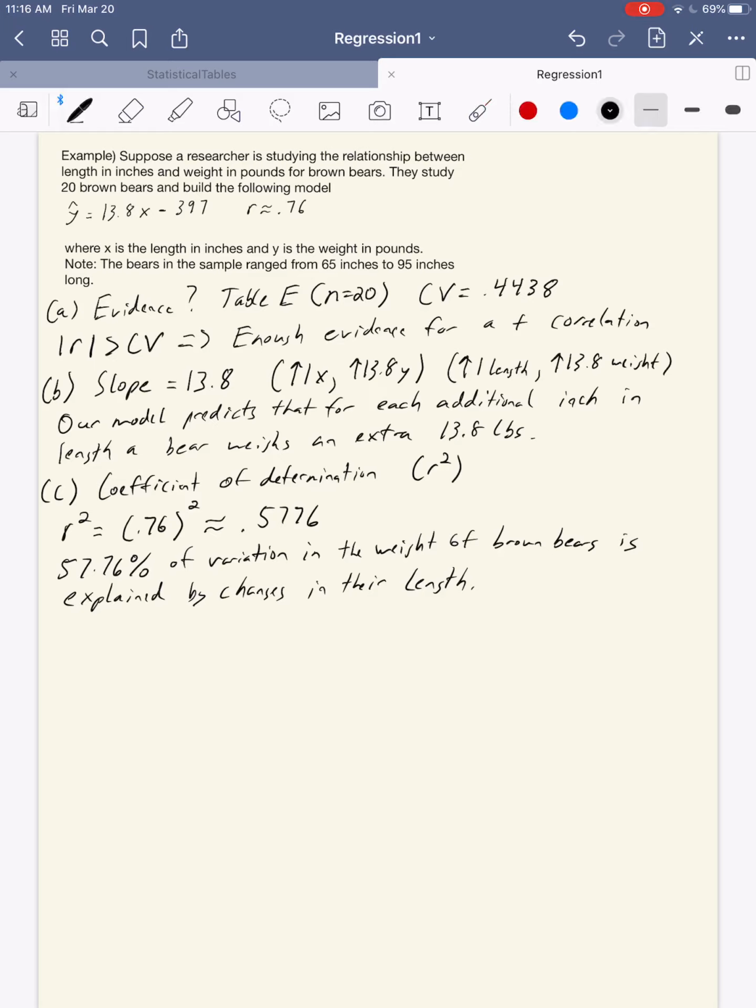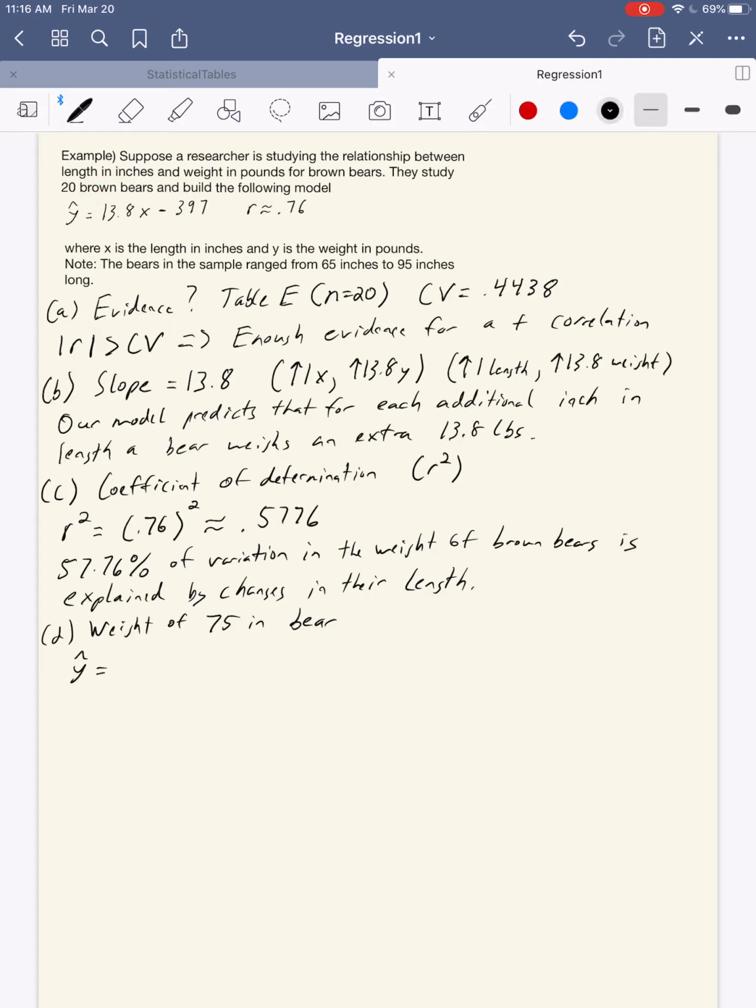So that tells us that our model is a pretty good predictor because it's accounting for a sizable chunk of the variation. All right, let's go ahead then and make some predictions. So we wanted to do the weight of a 75-inch bear. Well, whenever you want to do a prediction, that just means you're going to be plugging in to your model here.